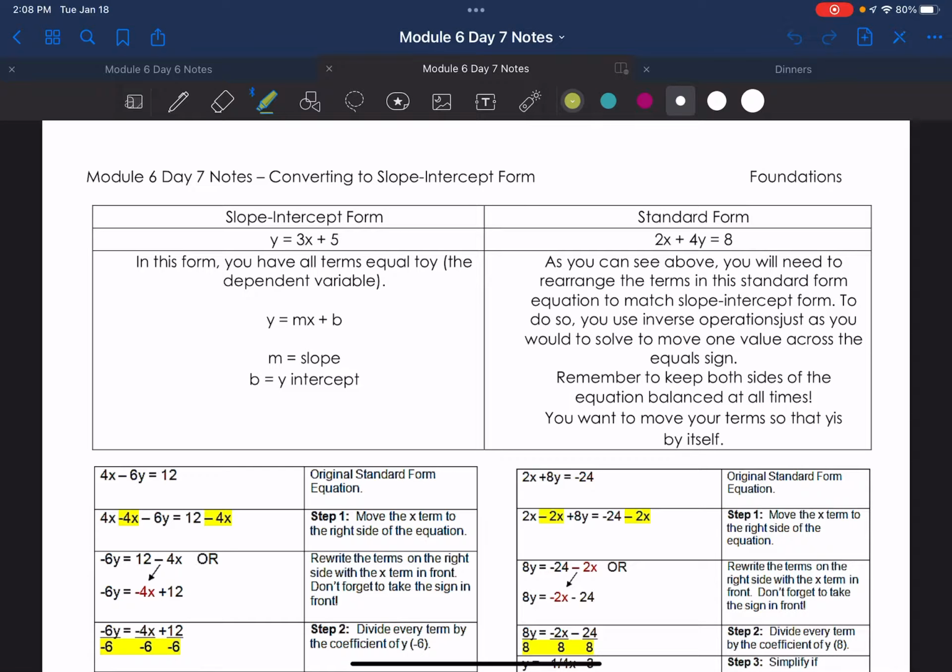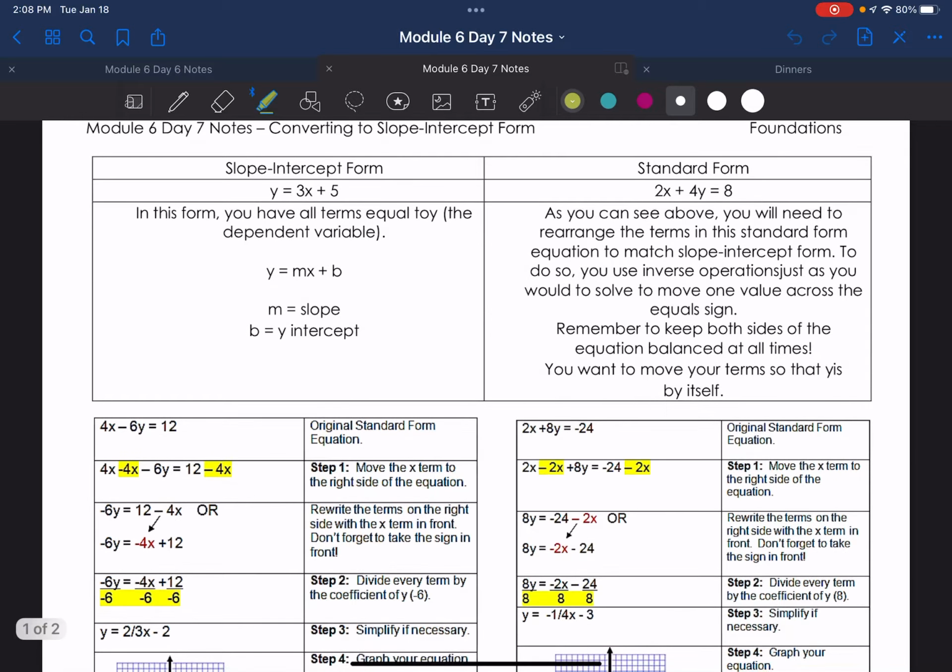Okay guys, so this is the second part that you are going to be watching today. We are going to be converting from slope or standard form into slope intercept form. At the top of the page, you can see that we have slope intercept form. The example is y equals 3x plus 5.